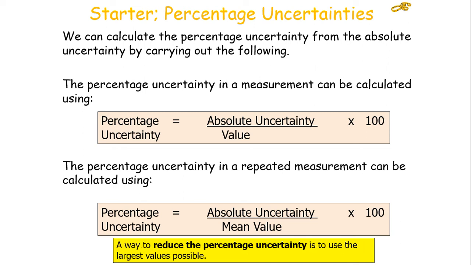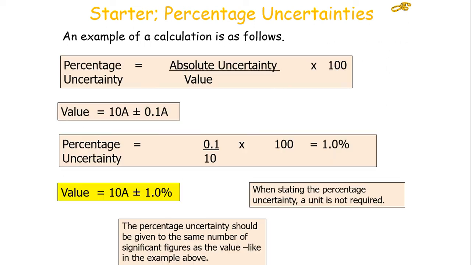Now a way to reduce the percentage uncertainty is to use the largest values possible, because if you're dividing by a larger number, if your absolute uncertainty is constant, it's going to give a smaller percentage uncertainty. Or if you try to reduce the absolute uncertainty, you could either carry out repeats, you could improve your experimental technique, or you could use measuring devices with the smallest resolution available.